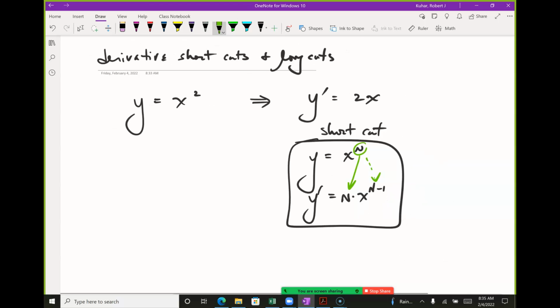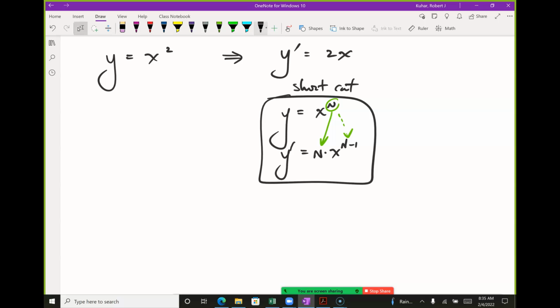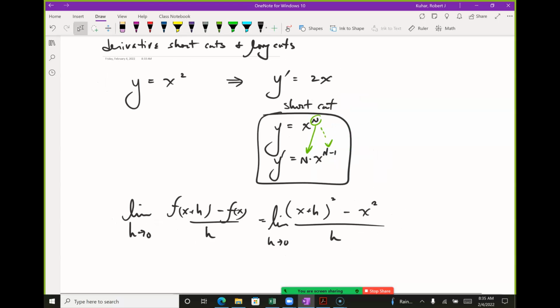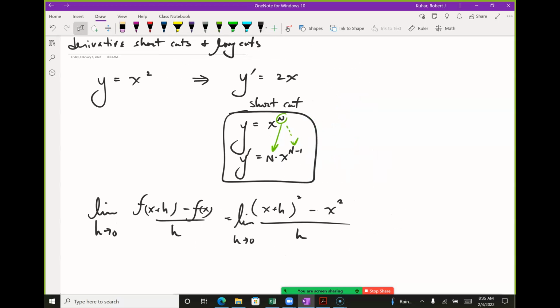Good, let's show it using the limit, right? So I want the limit as h goes to 0 of f of x plus h minus f of x all over h. And in this particular case, it is x squared, right? So I'm going to do x plus h squared minus x squared all over h, right? You see that? Oh, and I still need my limit, right? So notice, I took my function x squared and put in x plus h inside of it.